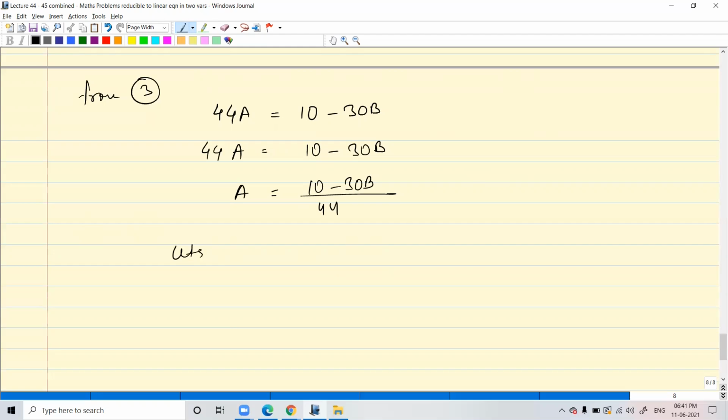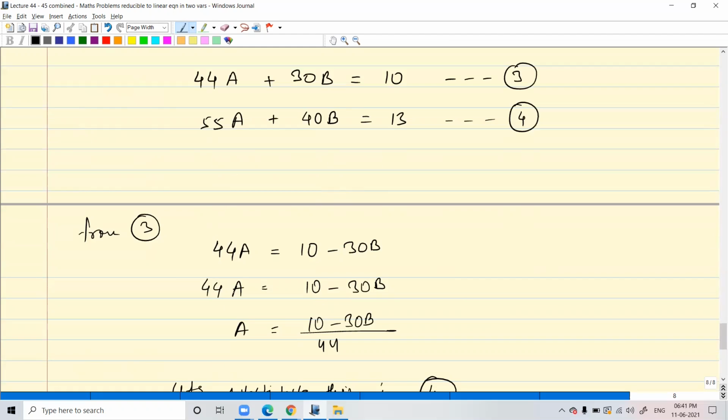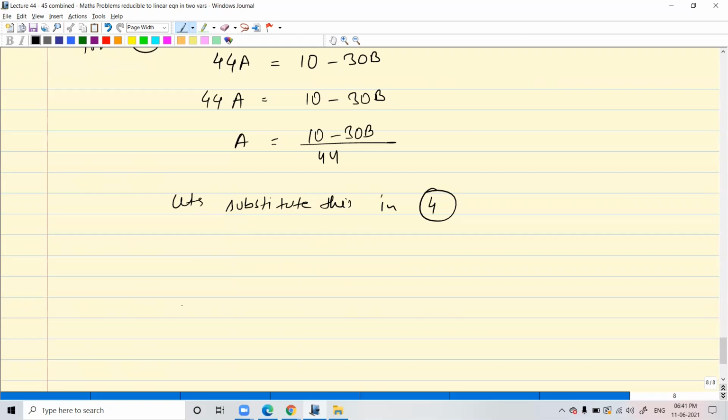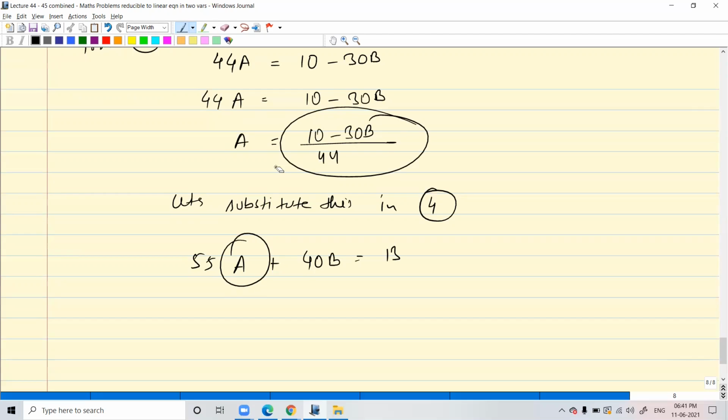So now let's substitute this in equation 4. What is my equation 4? 55a plus 40b is equal to 13. So now in place of a, I have to put this value. Okay, in place of a, I will put that value. So let's do that.